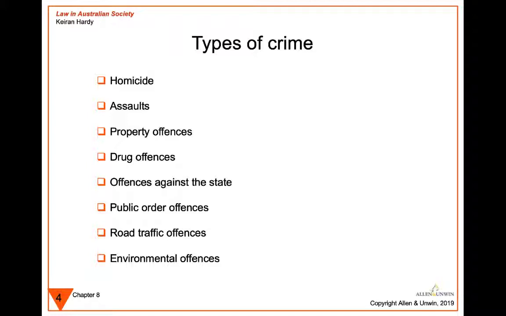Property offences refers to a range of offences for stealing things. There are separate offences for vandalism, but when we say property offences, we mean offences like theft, robbery, and fraud. We mention drug offences, and these apply to drug use, possession, supply, or on a large scale, trafficking internationally. Offences against the state include treason, espionage, and terrorism. There are public order offences, like using offensive language or being a public nuisance. There are road traffic offences, like driving dangerously. And there are environmental offences, which could apply to dumping large amounts of chemicals in a body of water.